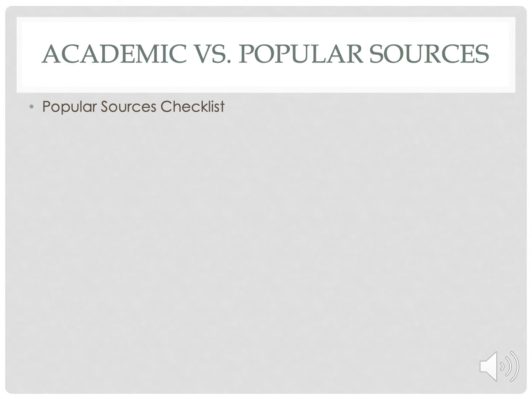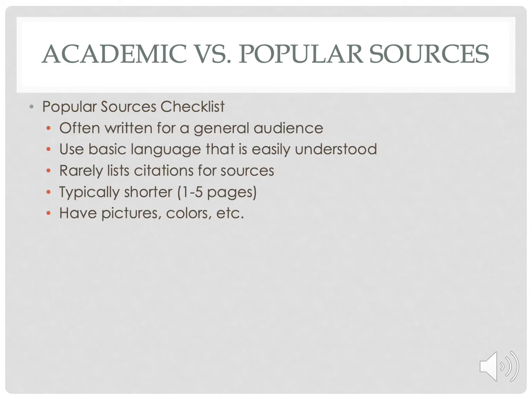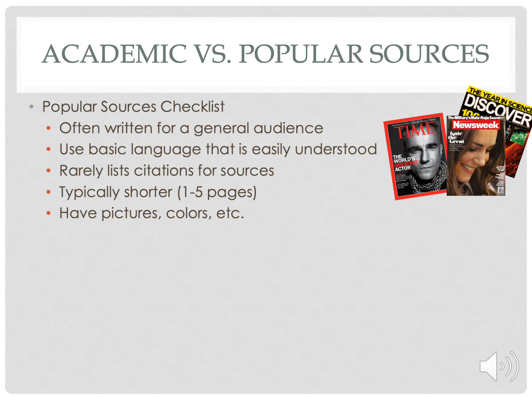So again, just to review, popular sources are often written for a general audience. They use basic language that's easily understood, and they rarely list citations for their sources. Typically they are shorter and have pictures and colors. Here are some examples of what that would look like on the right.